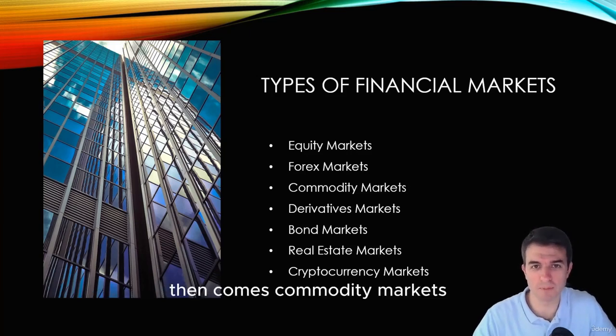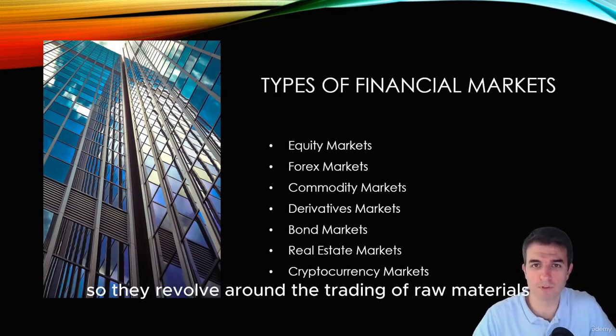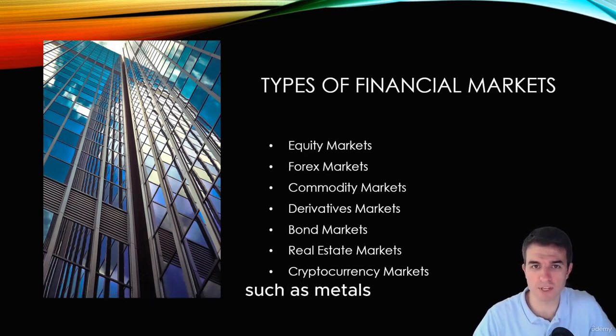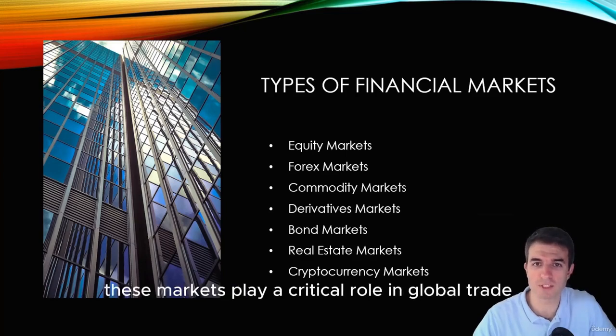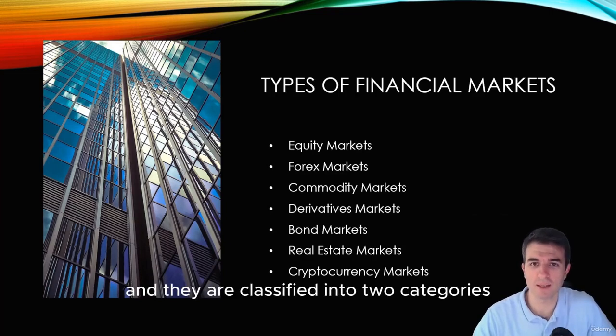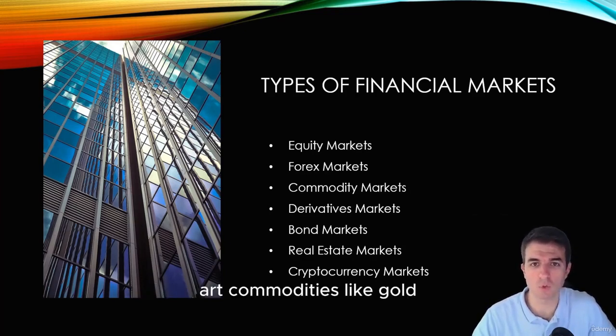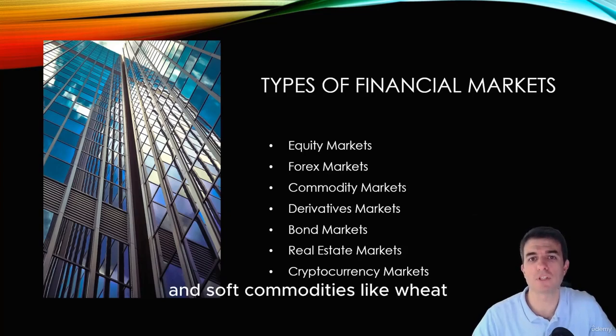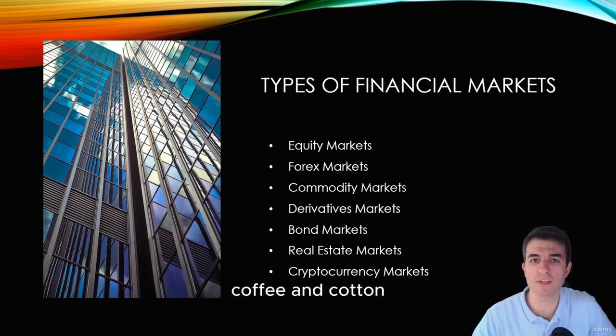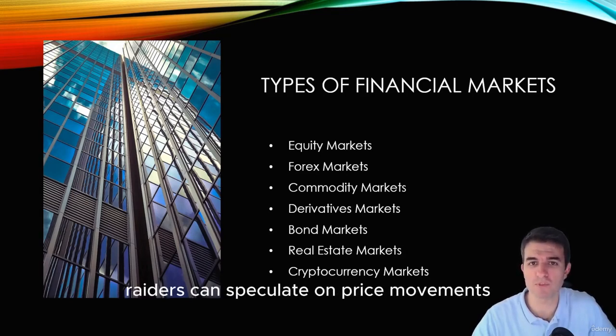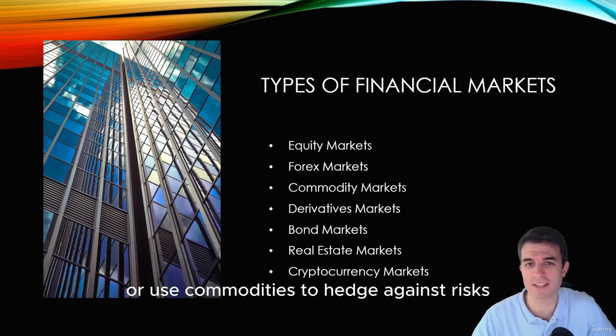Then come commodity markets. They revolve around the trading of raw materials such as metals, energy sources, agriculture products, and more. These markets play a critical role in global trade and supply chains, and they are classified into 2 categories: hard commodities like gold, oil, and metals, and soft commodities like wheat, coffee, and cotton. I've never traded wheat, nor coffee, nor cotton, to be honest. Traders can speculate on price movements or use commodities to hedge against risks.